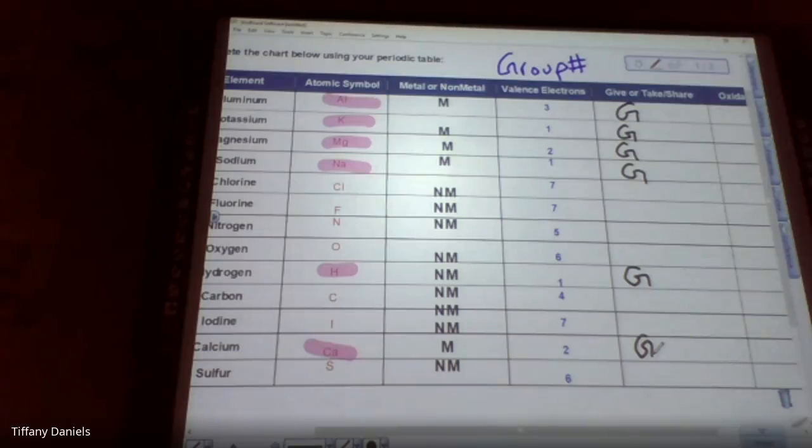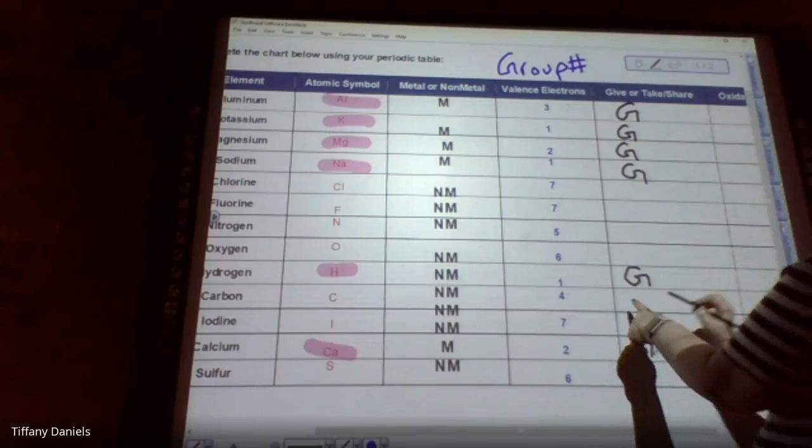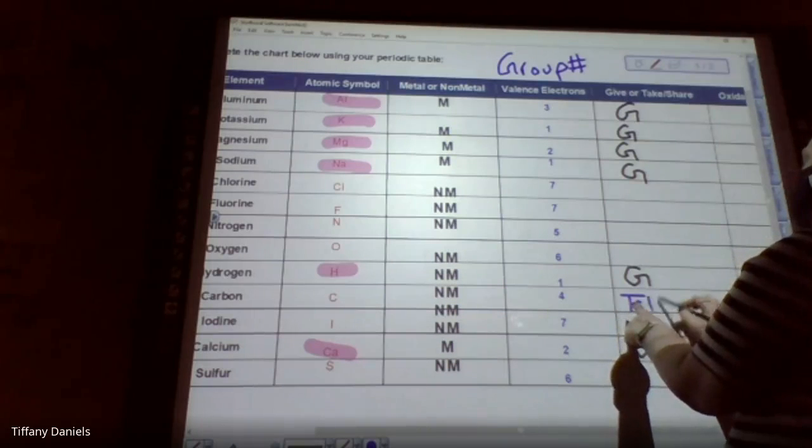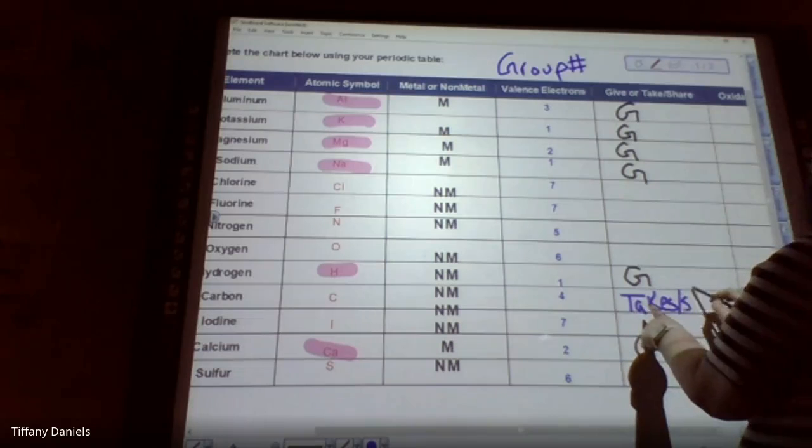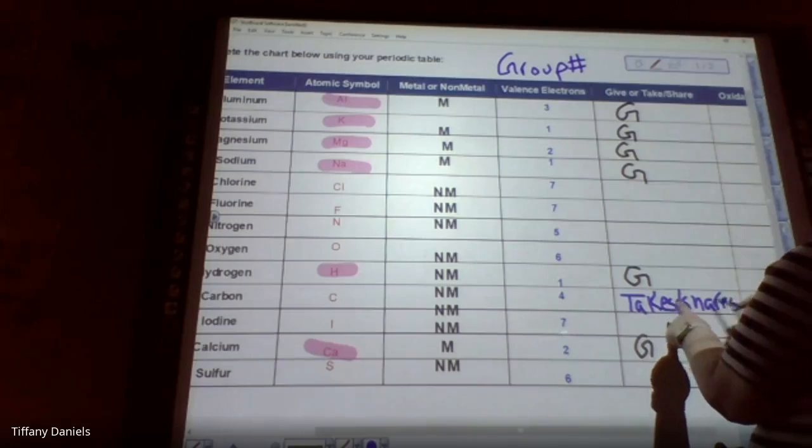And so your question is, okay, that's great, Mrs. Daniels, but what do we do if it is 4? Ideas? It can be either. We're going to do both. Yeah. Most of the time, they're going to share and they're going to take. Rarely are they going to give away. But that doesn't mean it does not happen. There are some compounds that make up life where it actually does give them away. So speaking of, here's our carbon. We're going to say that it takes, shares for the most part. Okay.